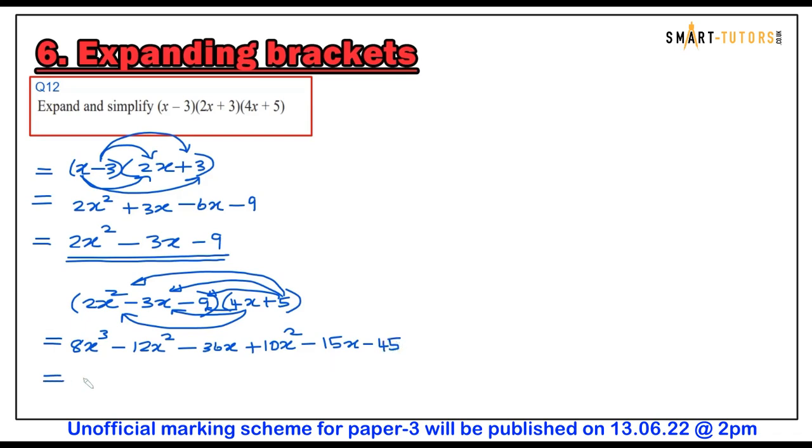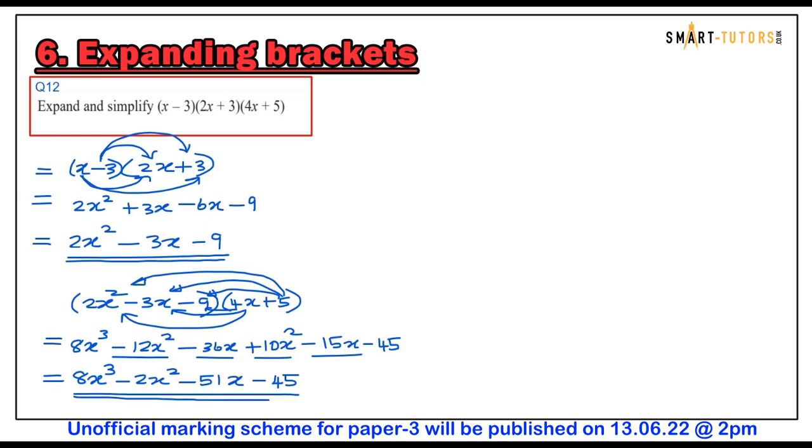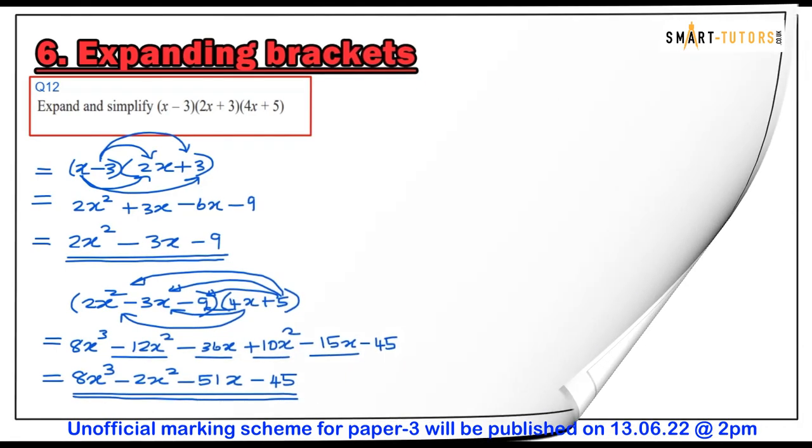And the answer is 8x cubed. And you can collect the like terms. Minus 12x squared plus 10x squared is minus 2x squared. And minus 36x minus 15x is going to be minus 51x, minus 45. And that is the answer for the triple brackets question number 12.